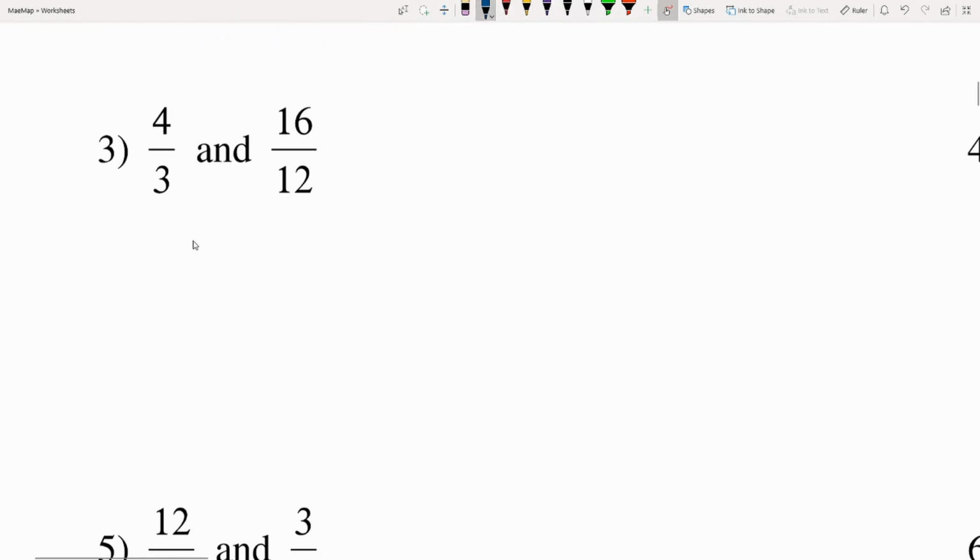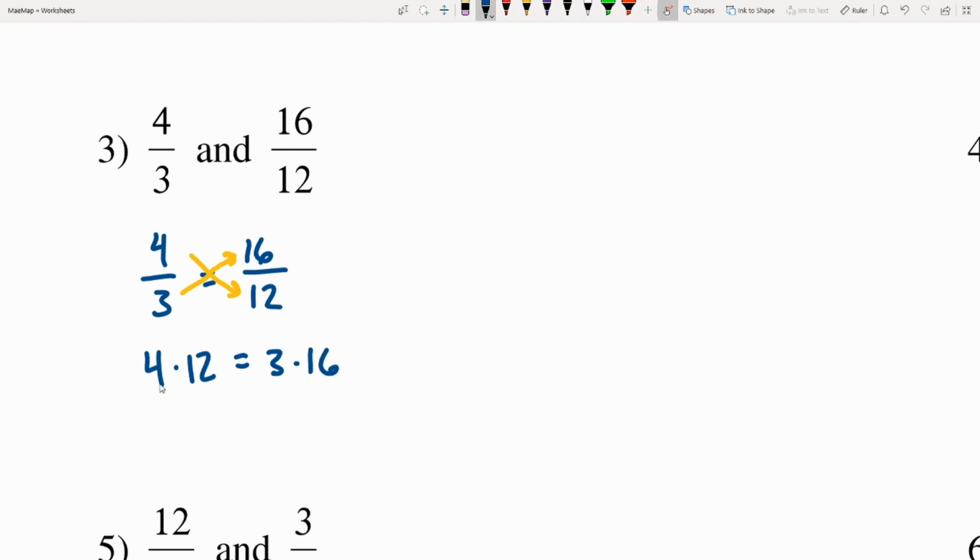In number 3, we're going to see if 4/3 is equivalent to 16/12. So I'll solve this one by cross multiplying. 4 times 12, does that equal 3 times 16, or 16 times 3? 4 times 12 is 48, and 3 times 16 is also 48. So yes, in number 3, these ratios form a proportion.